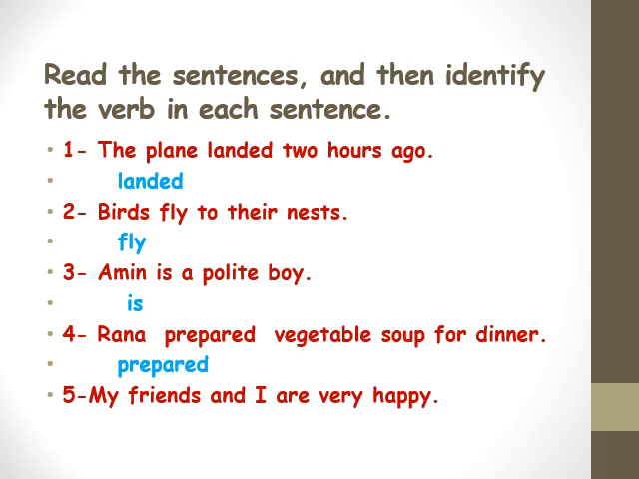And finally, in sentence number 5, my friends and I are very happy. The verb in sentence number 5 is the verb to be, are. So as you see, we have the verbs identified in the 5 sentences. So if I want to divide and classify them according to 2 headings or to 2 groups, I can tell that I have verb to be, as in sentence number 3 and sentence number 5, and I have action verbs, as in sentences 1, 2, and 4.